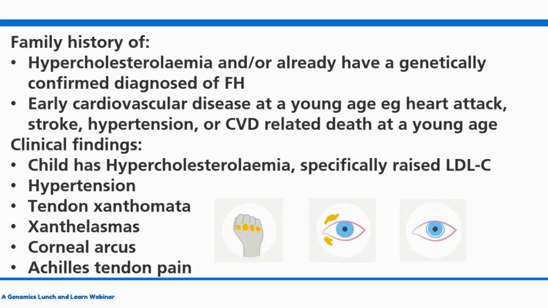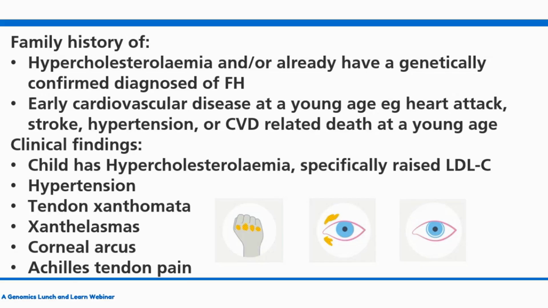If any family member has hypercholesterolemia and or already has a genetically confirmed diagnosis of FH, and or if any family member, including the patient, has had early cardiovascular disease at a young age, so for example, a heart attack, stroke, hypertension, or cardiovascular disease related death at a young age, these are strong identifiers to suspect whether they themselves have FH and their immediate family members as well.